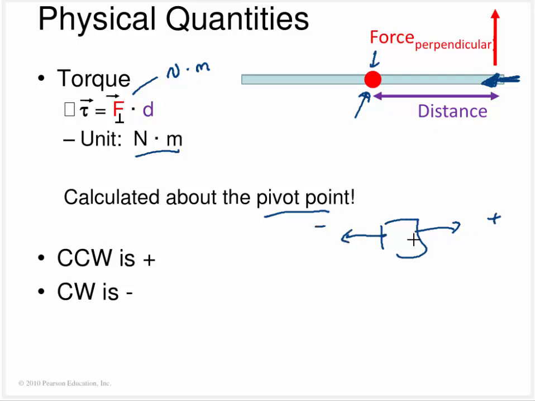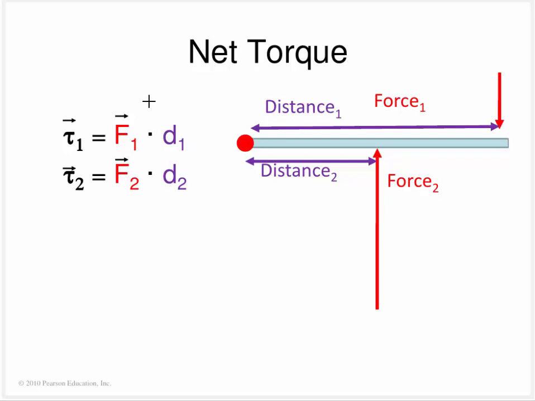If you had a force in this direction, we're going to call that negative. For some reason, when we talk about torques, it turns out that counterclockwise is positive and clockwise is negative. You can see that this guy right here is going to generate a counterclockwise torque, so that would be positive. If I pulled on it like this, it would generate a clockwise torque, and that would be negative. Now, the designation of positive and negative is going to allow us to calculate net torques.